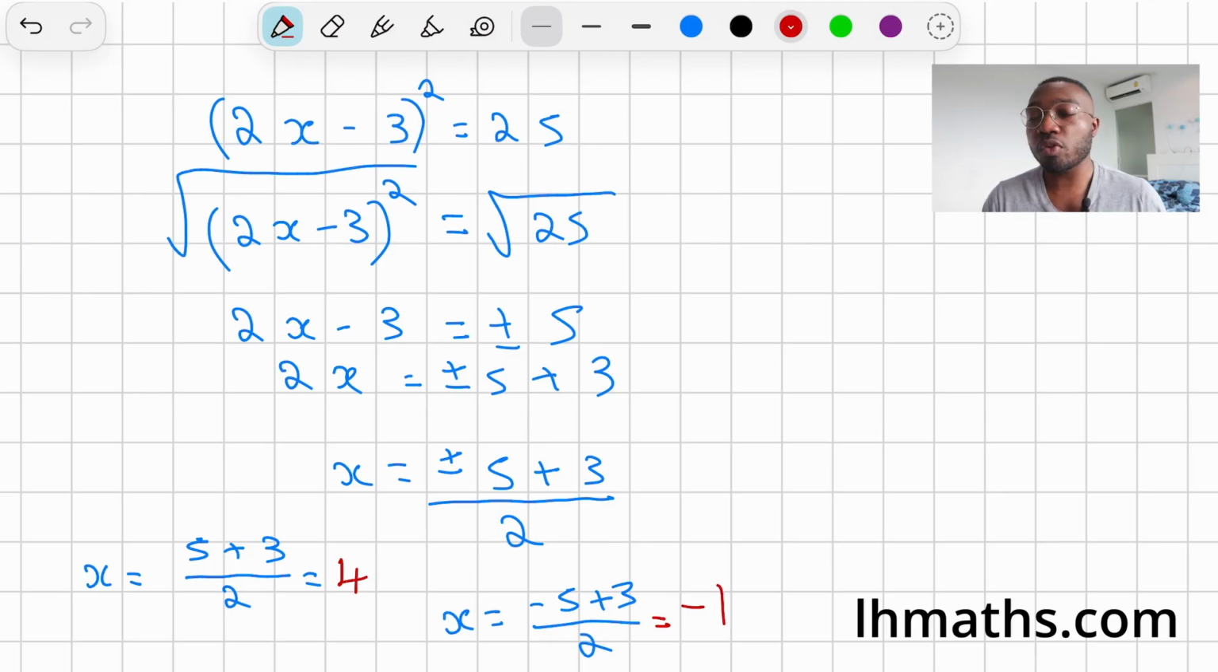But again, if you wanted to do it the other way, where you expand the brackets out and then make a quadratic equation equal to 0, by all means, you can do that. You'll still get the same answer. It will just take you a bit longer to do.